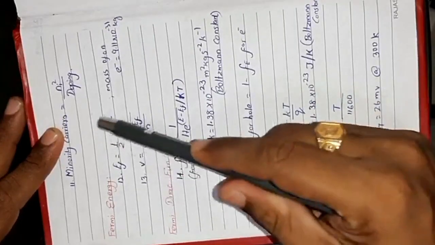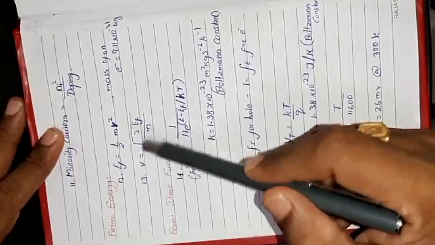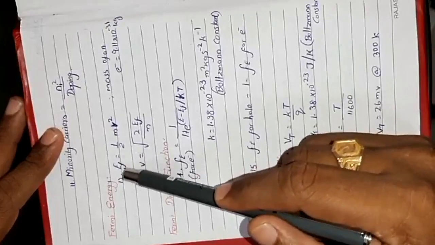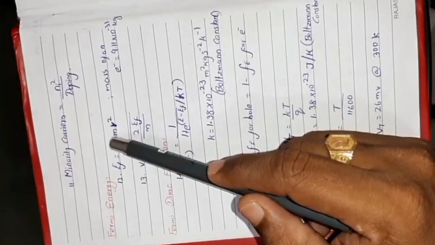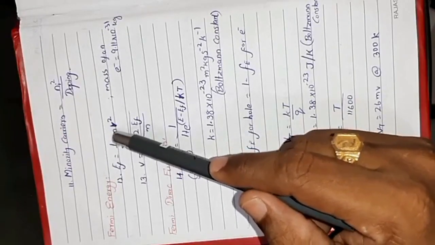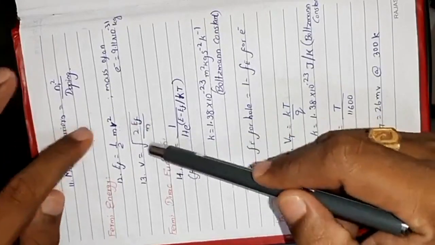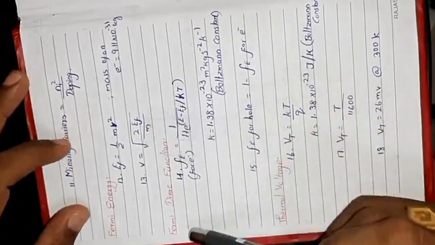Number 13, V is equal to, so from this formula it is rewritten. Okay, so V is equal to... Fermi energy half mv square means it is similar to the formula of kinetic energy, and V is equal to root of 2 EF divided by m, right?